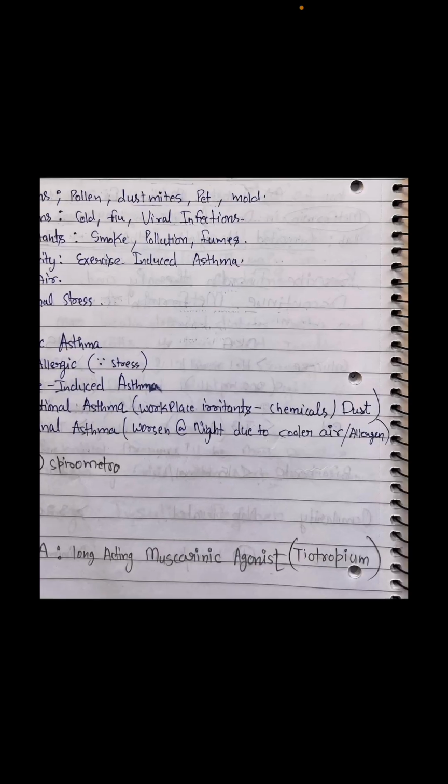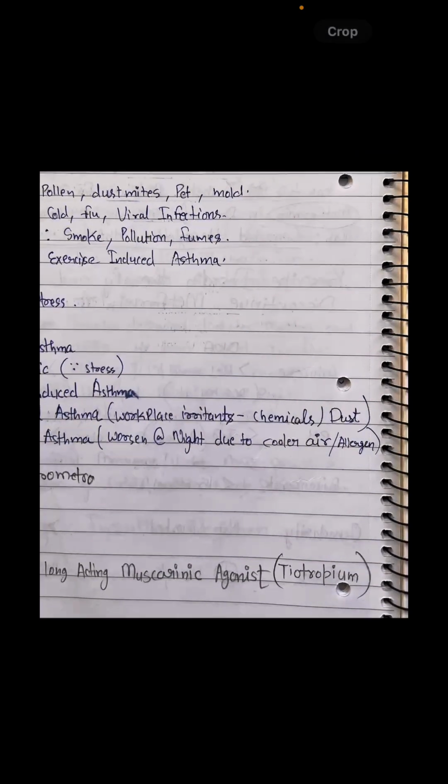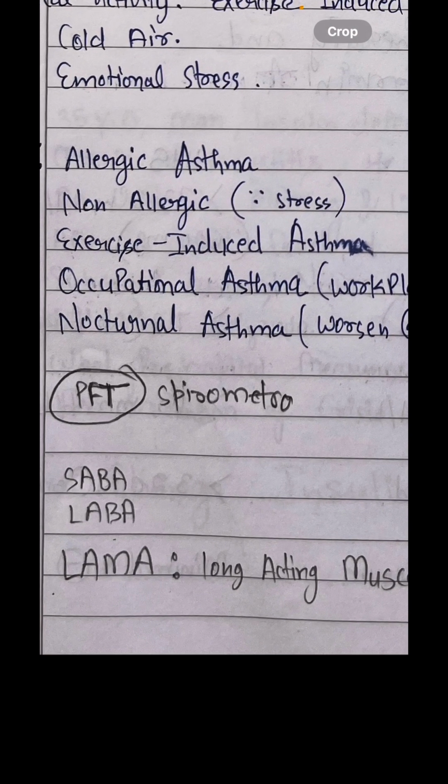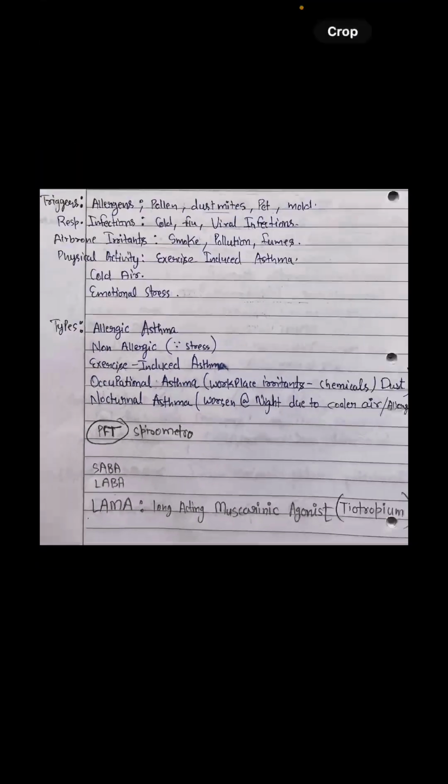Nocturnal asthma worsens at night due to the cool air, because in the daytime the temperature is fine and hot, and when the sun disappears, the temperature starts to cool down. Some patients can have short-acting beta adrenoceptor agonists and long-acting beta adrenoceptor agonists. So we are going to use them in the questions.